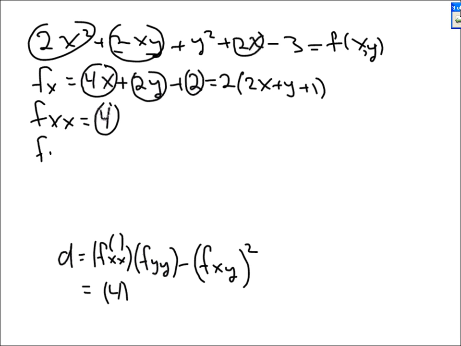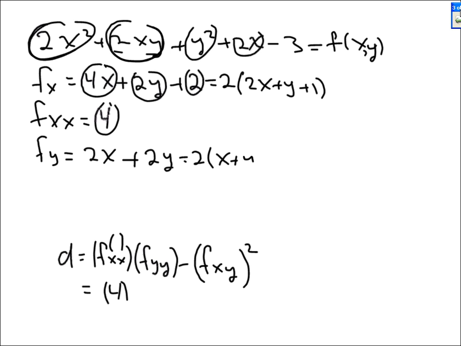Okay, f sub y. Constant. This is a function of y. The derivative is 2x. This is a function of y. The derivative is 2y. This is 2 times x plus y. And the double partial, or f sub yy, is 2. Partial of this is 0. Partial of that is 2. So I have the second one.